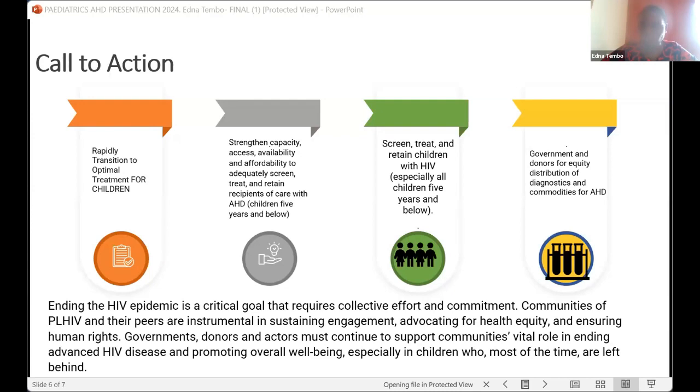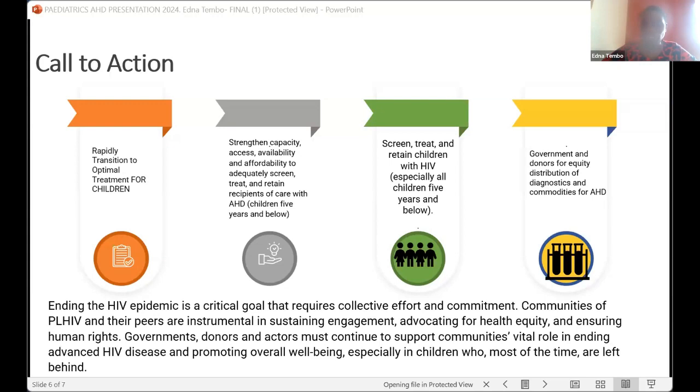As civil society, we have engaged with various donors, especially PEPFAR and Global Fund, to make sure that they are supporting AHD in providing commodities. So our call, we are ending it as: ending the HIV epidemic is a critical goal that requires collective effort and commitment. Communities of PLHIV and their peers are instrumental in sustaining engagement, advocating for health equity, and ensuring human rights.